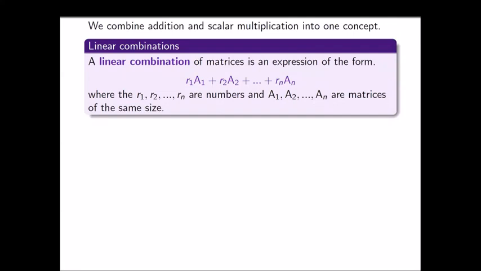So the third thing I want to talk about is a concept that is related to both addition and scalar multiplication, and that's the linear combination of matrices. If we have n matrices A1, A2 through An of the same size, and if R1, R2 through Rn are numbers, then any expression of this form, R1 A1 plus R2 A2 plus dot dot dot Rn An, is a linear combination of these matrices.